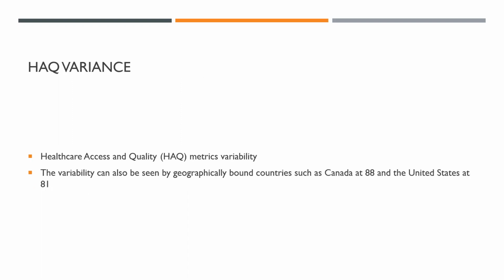One of the indicators that really signifies this is a study of the healthcare access and quality metrics. There's a lot of variability, especially among countries that border each other. So focusing only on Canada and the United States, the variability can be seen between these geographically bound countries, such as Canada at 88 and the United States at 81. Those are both index scores.